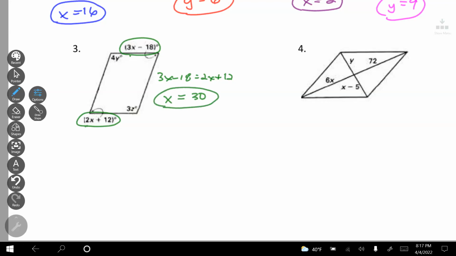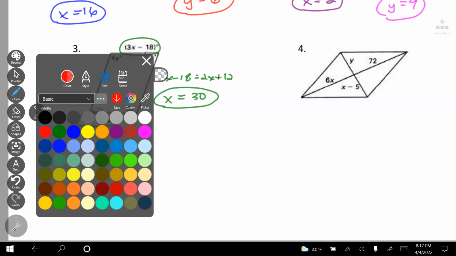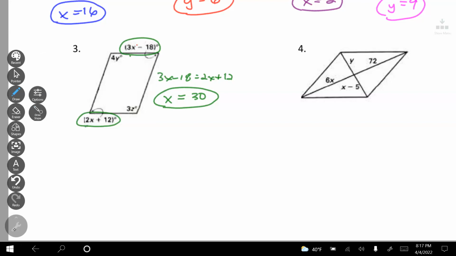But then I also have to realize what else I have. And I know that consecutive angles, or same side interior angles, are equal to 180. So I plug 30 in here, and I plug 30 in here. I get 90 minus this angle is 72 degrees, and this angle also here is 72 degrees. So I have 4y plus 72 is equal to 180. And I get y equals 27.